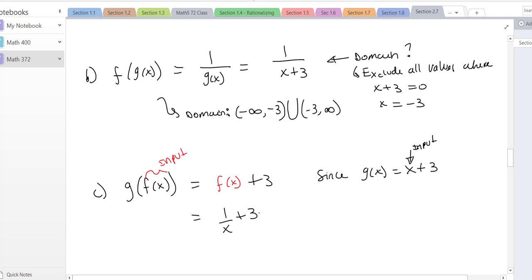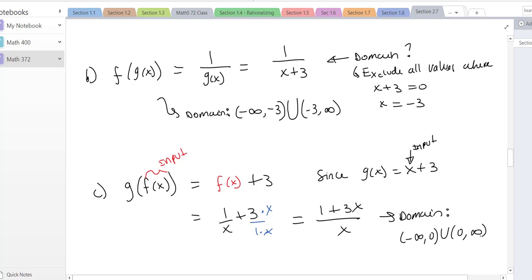And again, you can get a common denominator here of x. So you can put a 1 under the 3, right? Any whole number, you can just put a 1 under it and make it a fraction. So multiply it by x, and so this becomes 1 plus 3x, the whole thing over x. And the domain, in this case, we want to exclude all values where x is 0. So the domain will be minus infinity to 0, not including 0, and 0 to infinity.